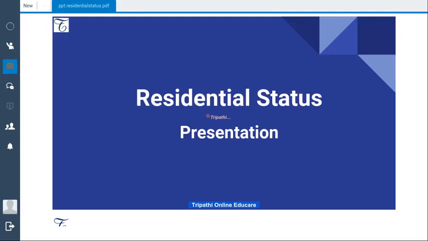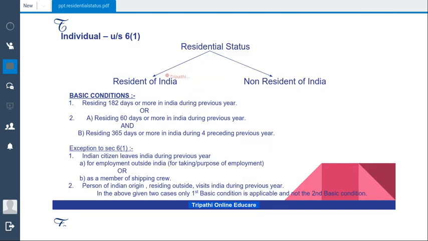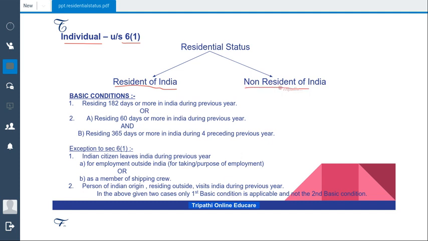In this video, we will learn how to know the residential status of an individual as per Income Tax Act 1961. The residential status of an individual is defined under Section 6 subsection 1. An individual can become either resident of India or non-resident of India. There is no third option.